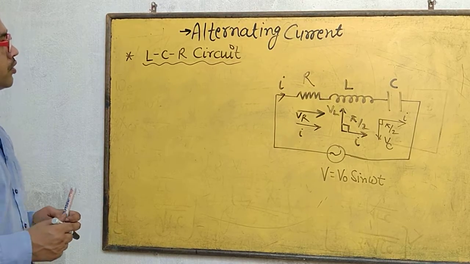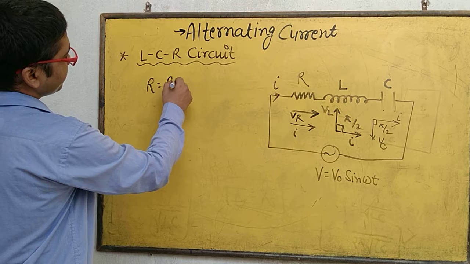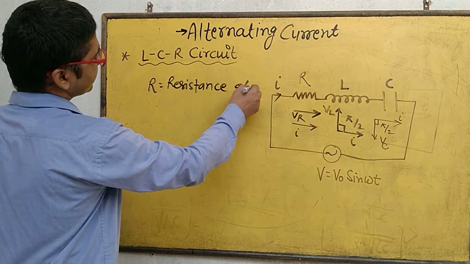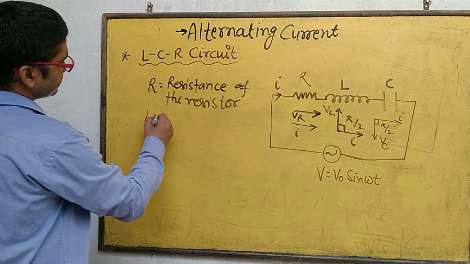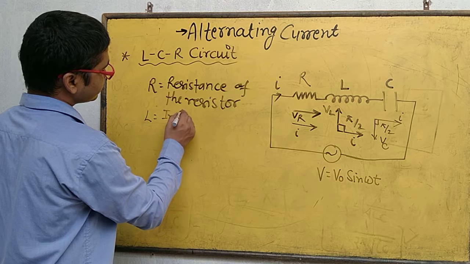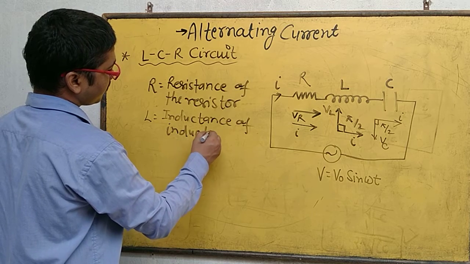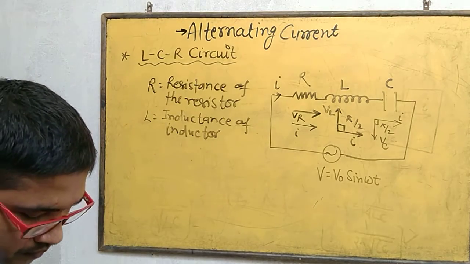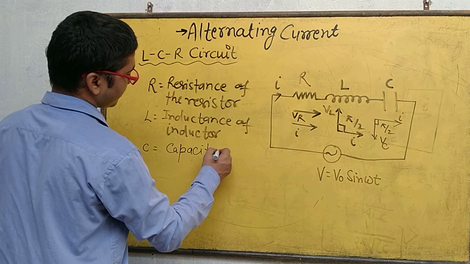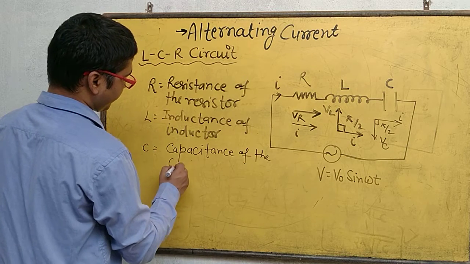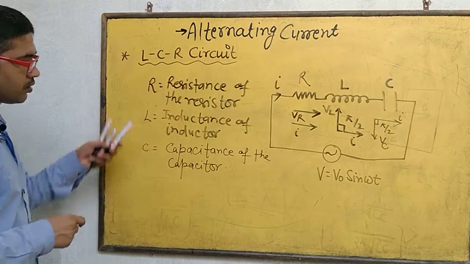So students, you can see here, R is the resistance of the resistor, L is the inductance of the inductor, and C is the capacitance of the capacitor. These are used in this circuit. So note down about these things.